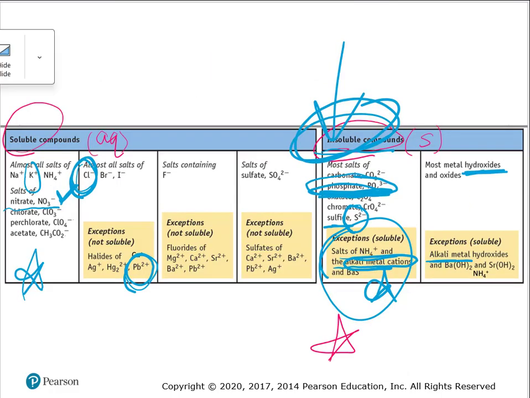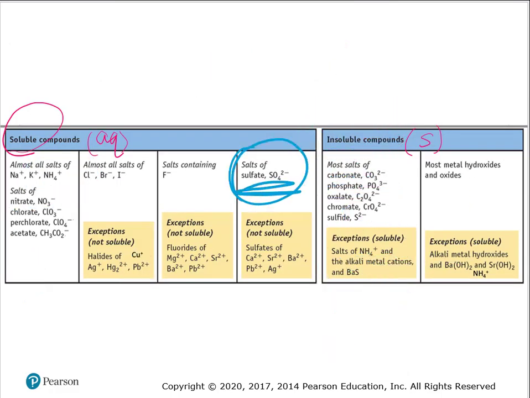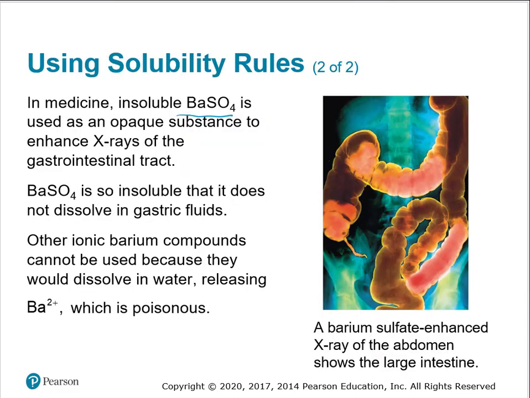Let's look at barium sulfate. As right here, most sulfates are soluble, but barium is an exception. Barium sulfate is insoluble. Other ionic barium compounds cannot be used because they would dissolve in water, releasing barium 2+ ions, which is poisonous. So it's got to be barium sulfate.